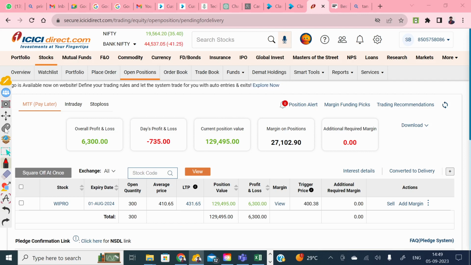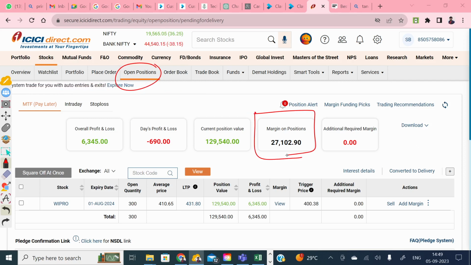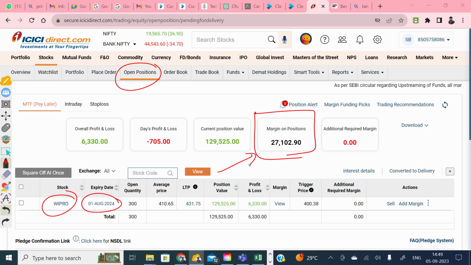So if you see positions here, it means I have paid around 27,000 to purchase the Wipro securities, right? And if you see, I have purchased this particular Wipro security with a margin of 27k, and the expiry date is 1st of August 2024, so it means this particular position or contract will expire then, and that's what I have paid 27,000 for.